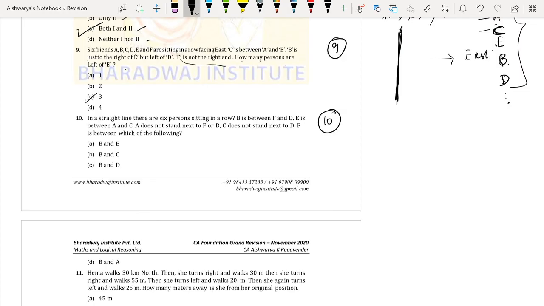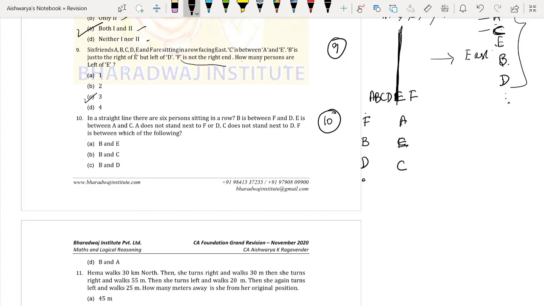Just read it. In a straight line, there are 6 persons sitting in a row. B is between F and D. One second, Anirudh. As you say, let me write it. Okay. B is between F and D. Then E is between A and C. Sorry. E is between A and C. A does not stand next to F or D. So A does not stand means A should not come here nor here.